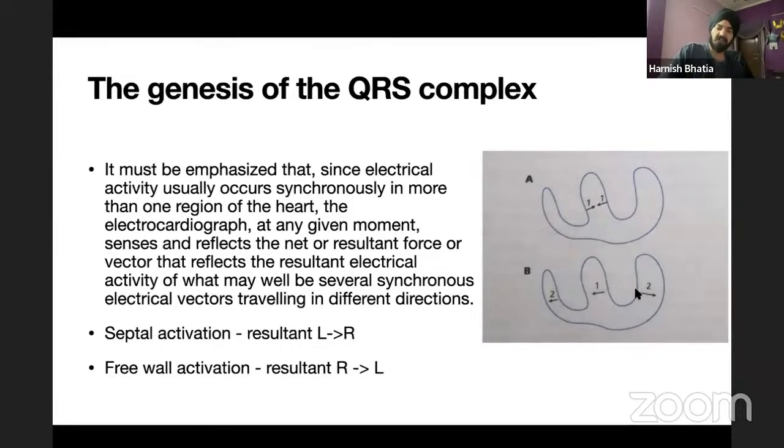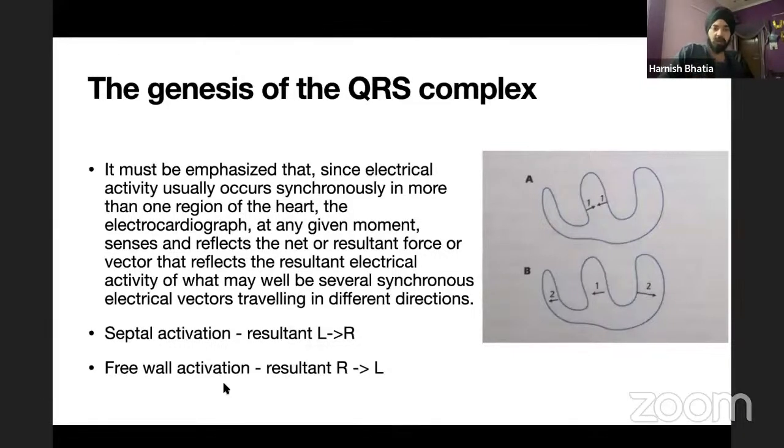In free wall activation, the LV activation goes in this direction and then through this direction. So it is right to left in the LV free wall activation and left to right in the RV free wall activation. And obviously we know this is less strong than this. So this will be represented more.